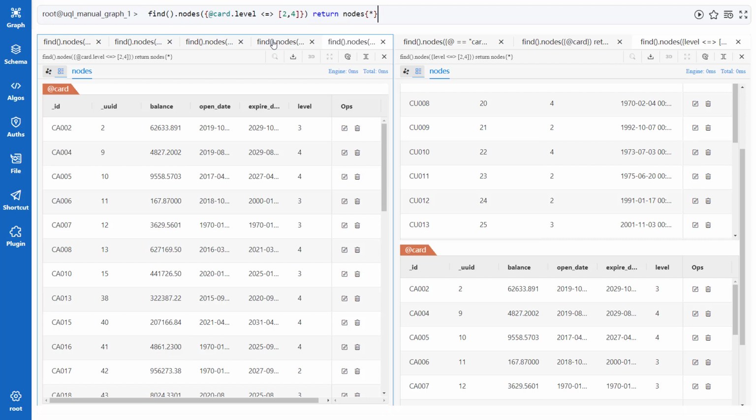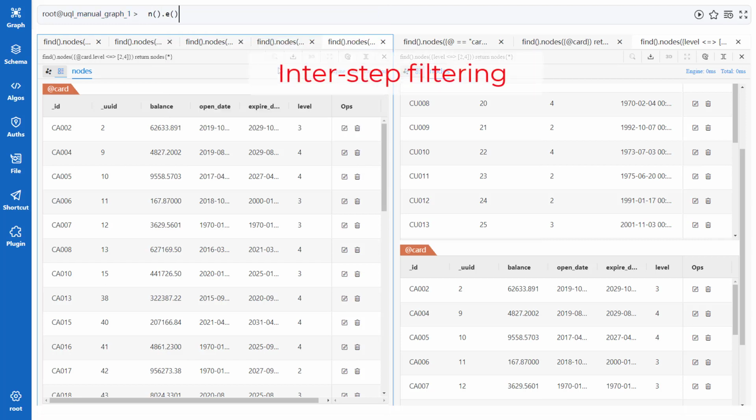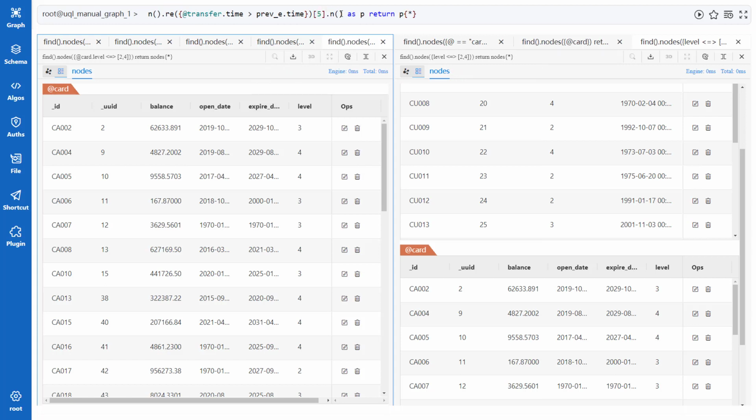Besides the current metadata, a filter expression in the path template may also call the metadata to the left of the current metadata in the path. This is the interstep filtering scenario introduced in the previous lesson. Let's review. This statement finds a transaction path of 5 steps where the time of each edge is greater than that of the previous edge, namely ascending along the path direction.